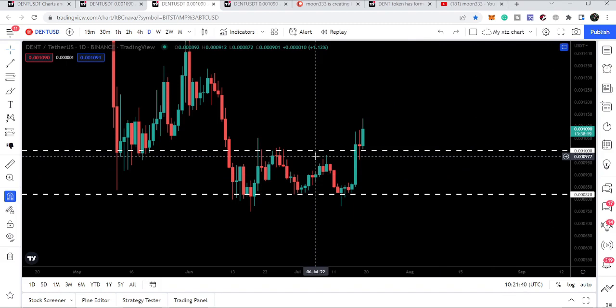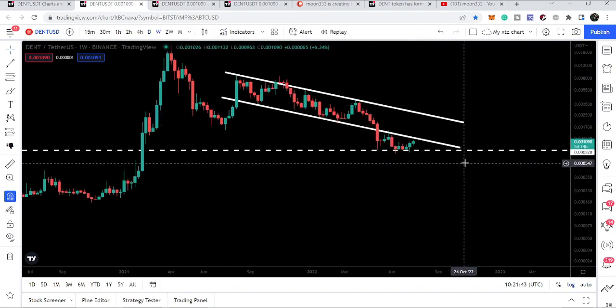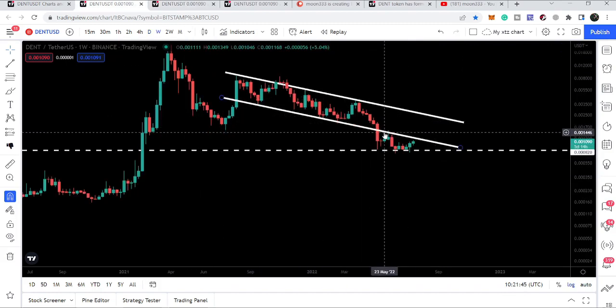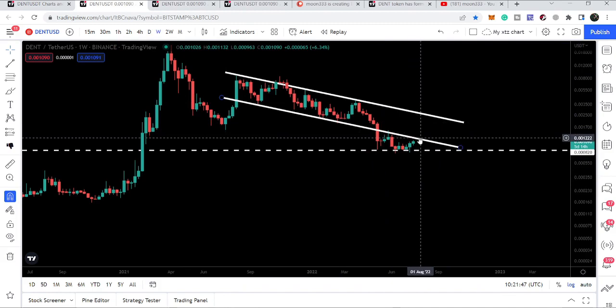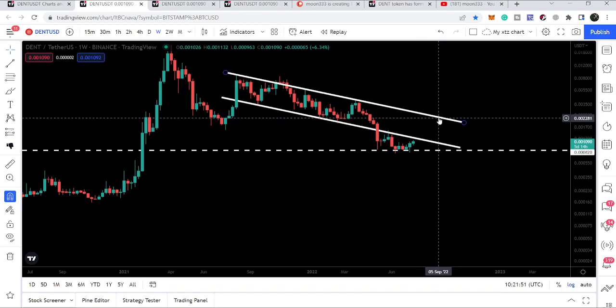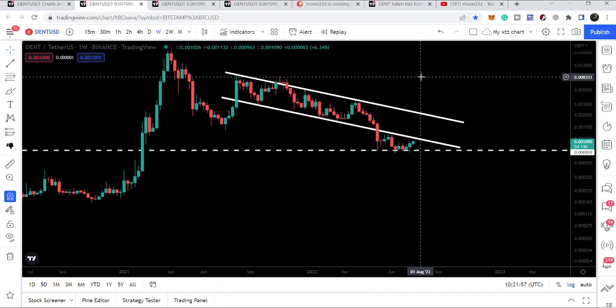And now the next resistance that we need to watch out for is this down trend line resistance. Once DENT is able to break it out, then immediately it can move up to the resistance of this channel that will be approximately at $0.0022. And after breaking out this channel, we can expect a target here at the top of the channel that will be very close to 1 cent, approximately at $0.0083. So this was the update so far.